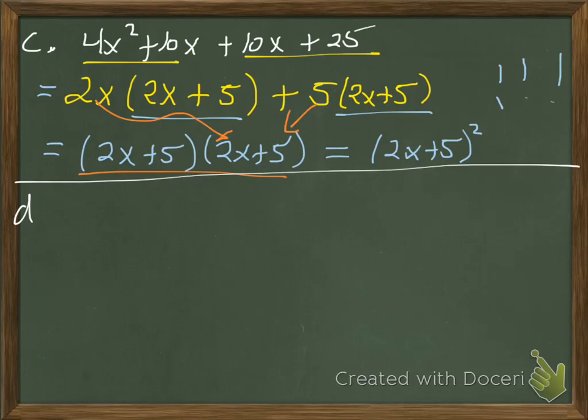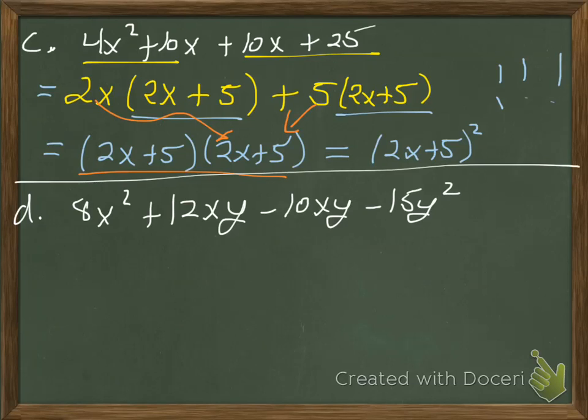Okay, let's try one more. And we're going to take a look at 8x squared plus 12xy minus 10xy minus 15y squared. We're going to group the first 2. So we'll look at 8 and 12. GCF there is 4. They do have 1 x in common. Okay, and then 4 times 2 is 8. X times x is x squared. Plus 4 times 3 is 12. And then we just need a y.